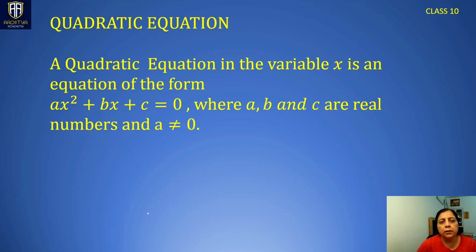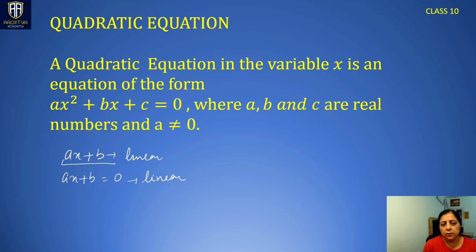We had already learned about quadratic polynomials in the chapter of polynomials. A quadratic equation in the variable x is an equation of the form ax square plus bx plus c is equal to 0, right? So we had learned that in a polynomial, if we have ax plus b, this is called a linear polynomial, and equations of the form ax plus b is equal to 0 are called linear equations in one variable.